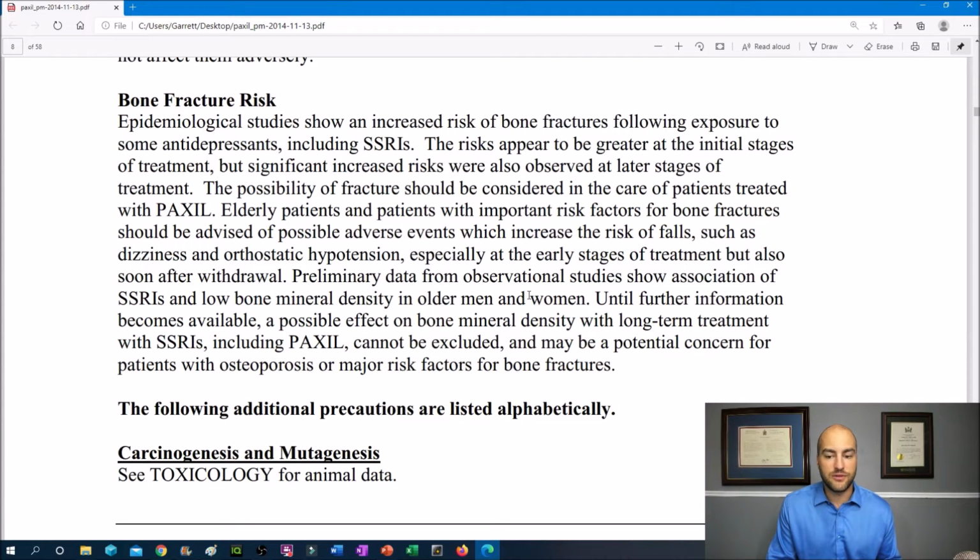Preliminary data from observational studies show association of SSRIs and low bone mineral density in older men and women. Until further information becomes available, a possible effect on bone mineral density with long-term treatment of SSRIs, including Paxil, cannot be excluded, and may be a potential concern for patients with osteoporosis or major risk factors for bone fractures.